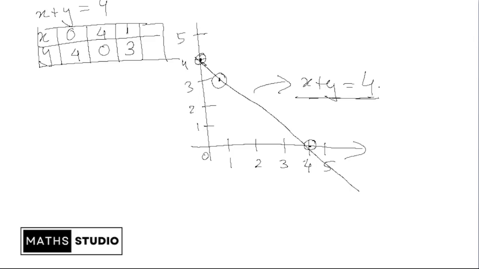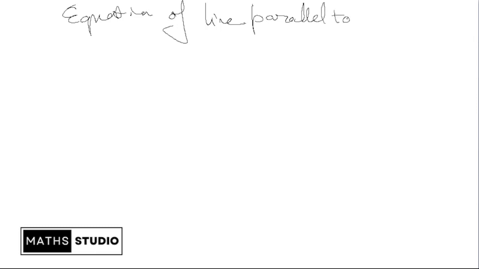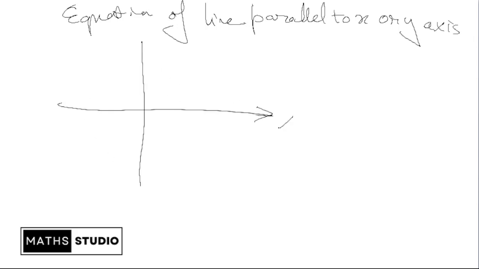Now in exercise 4.4, it talks about something slightly different, but it's related to the graphical representation itself. It talks about the equation of a line parallel to the x or y axis. Now, as we know, this is the x and this is the y axis. So, when the values of x and y are 0, this is the point.